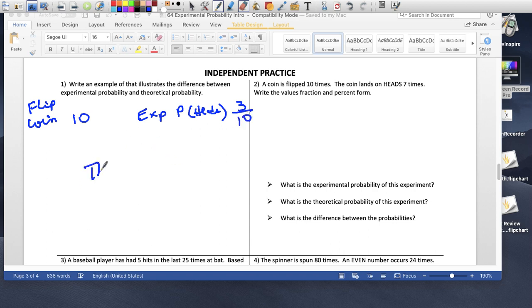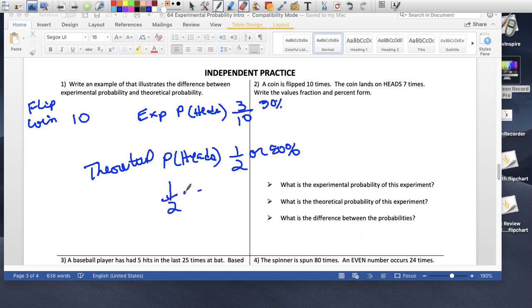And meanwhile, what would your theoretical probability say? Well, the theoretical probability says that if I throw a coin up in the air, the probability of landing on heads is a half, or 50%. And this actually was 30%, right? So if you were to flip a coin 10 times, how many times would you expect it to land on heads? It'd be 5, right? Because half times 10 is 5.